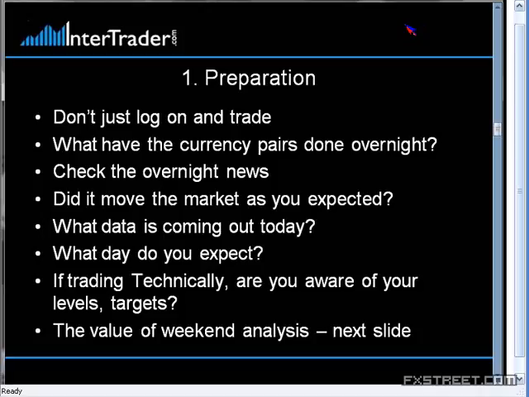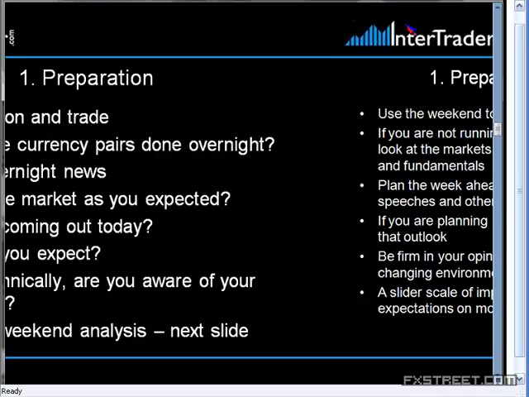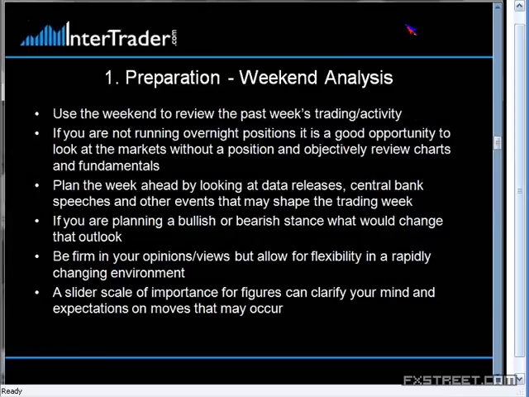Then again, what do you expect for the day? Try and give yourself some daily bias. If the market's sold off for the last week, what's the likelihood that it's going to carry on selling off? Or will there be a correction? And if you're trading technically, what are your levels? What are your targets? You should always know in every market you trade what's a key level. What's a key level of support on the low side? Where's a key level of resistance on the high side?